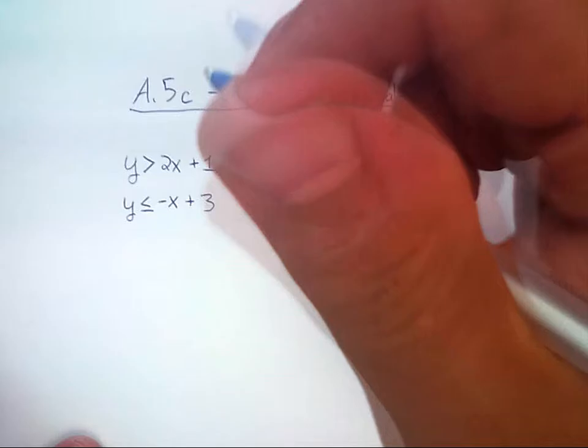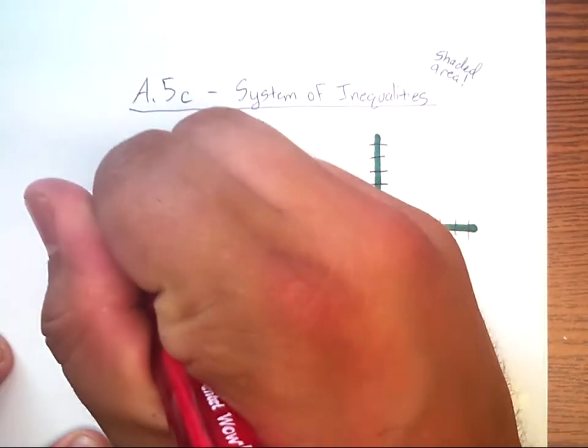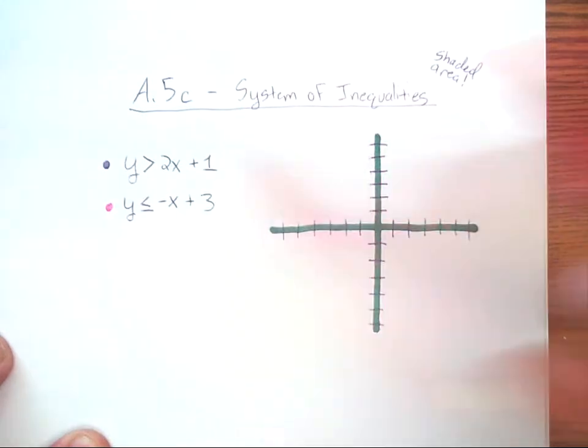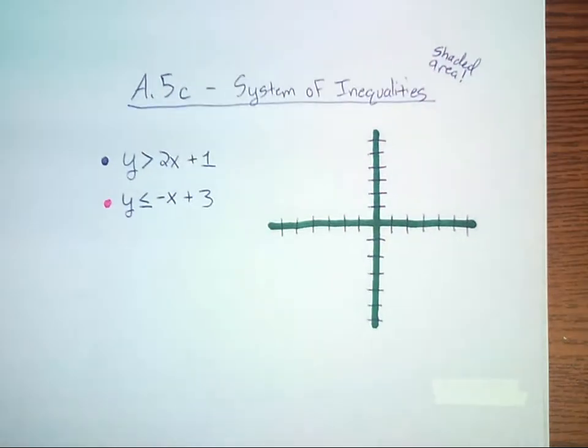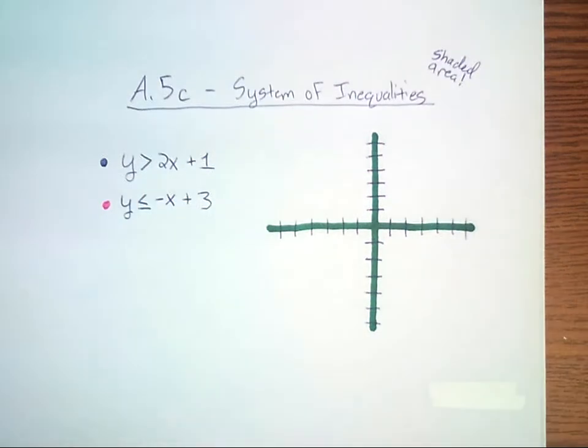So what I want to do is I'm going to go ahead and mark this with my blue pen. I'm going to mark this with my pink pen here. We're actually going to graph both of these inequalities. This will be a good refresher on how to graph an inequality that has an x and a y, and it'll also just be a good refresher on how to graph.